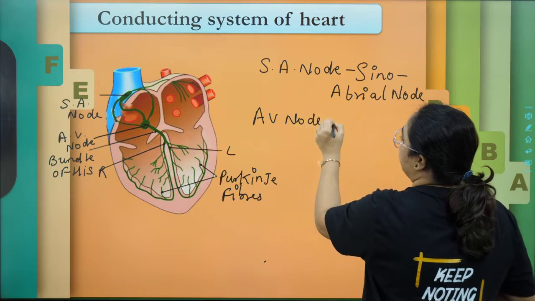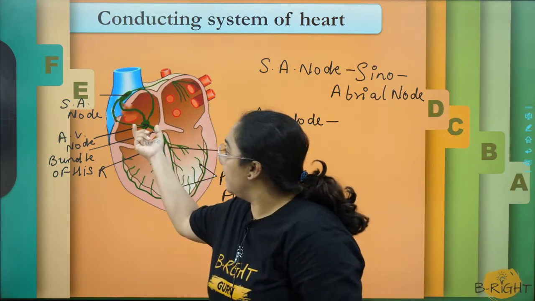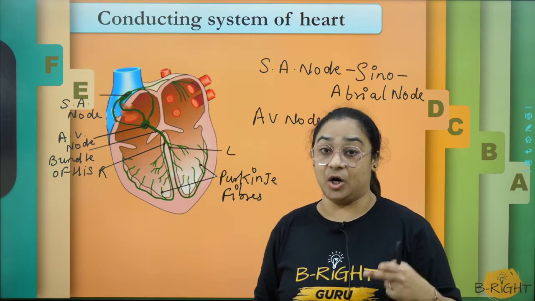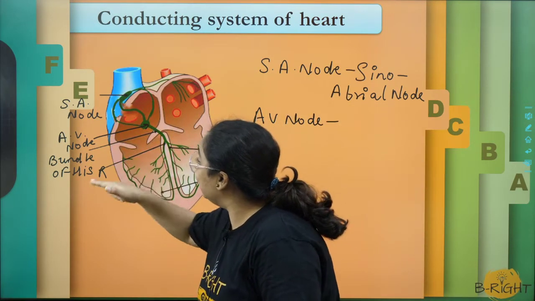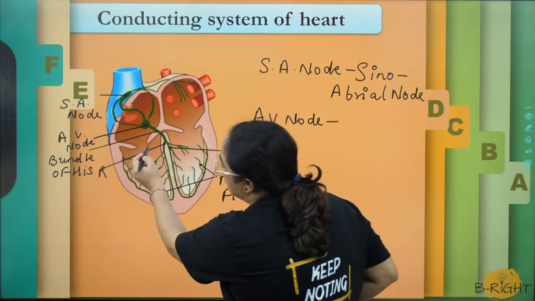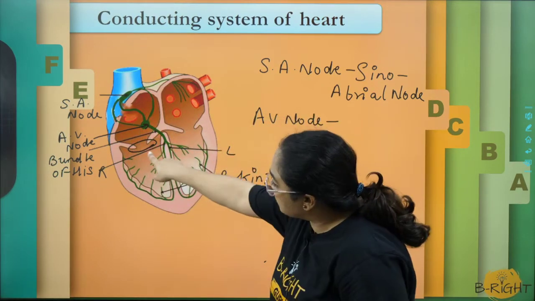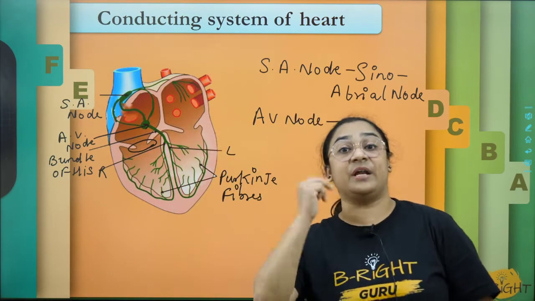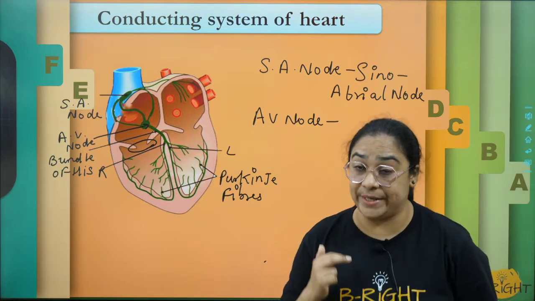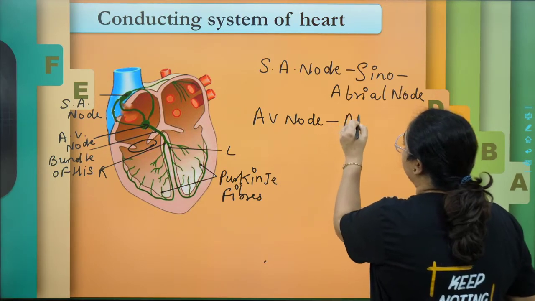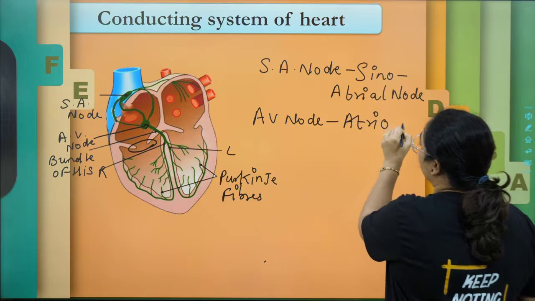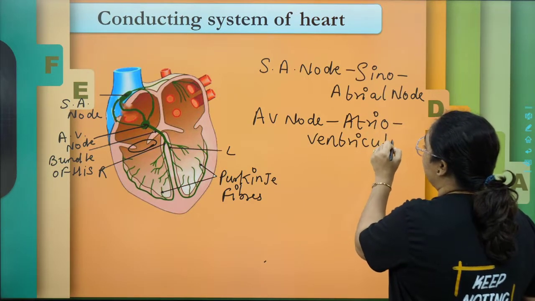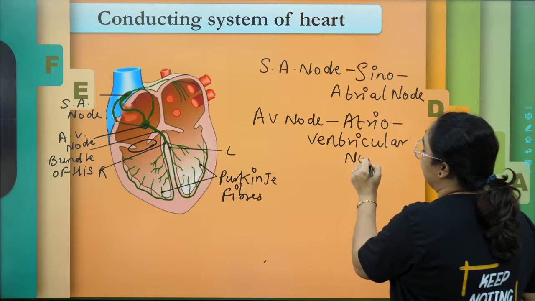Now AV node is located in between the right auricle and right ventricle, or you can say AV node is located near the tricuspid valve. Can you see this? I am just putting out the circle. This is the tricuspid valve. So yes, AV node is located near the tricuspid valve in between the right auricle and right ventricle. So AV node full form is atrioventricular node. सी बराबर उसके लोकेशन के हिसाब से हमने ये नाम डाला है.